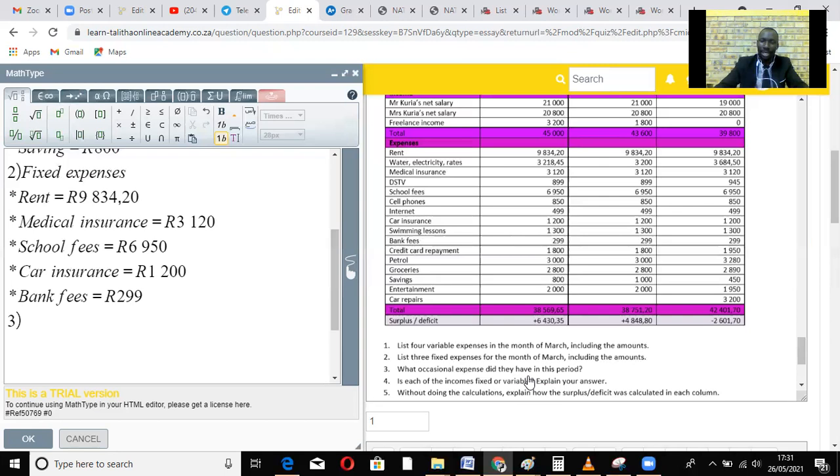You notice that the expense that was not catered for, that was not budgeted for, that never appeared in March, and wasn't even foreseen, was this expense which is car repairs. So we say the occasional expense for this period is, well, what is it? Car repairs.